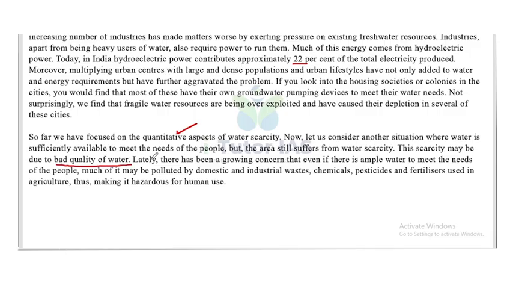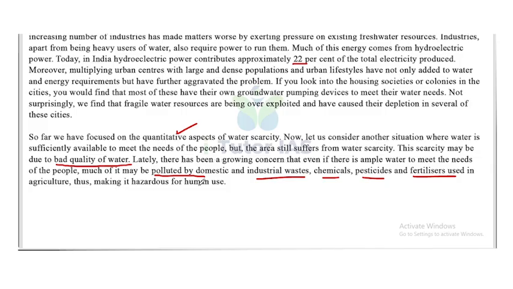So in this case, what is happening? There is sufficiently available water for the needs of people, but the places still suffer from water scarcity. This is mainly due to the bad quality of water. Lately, there has been a growing concern that even if there is ample water to meet the needs of people, much of it may be polluted by domestic and industrial waste, chemicals, pesticides and fertilizers used in agriculture, thus making it hazardous for human use.